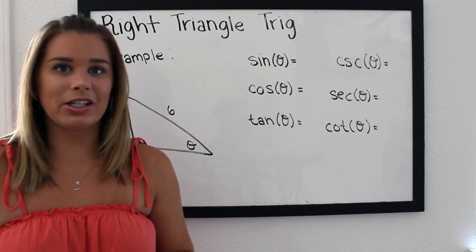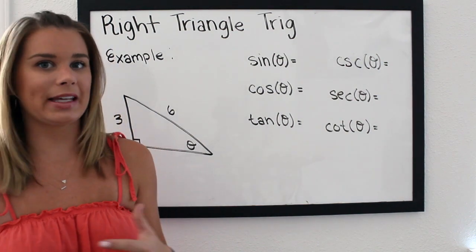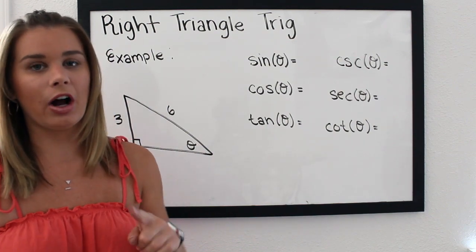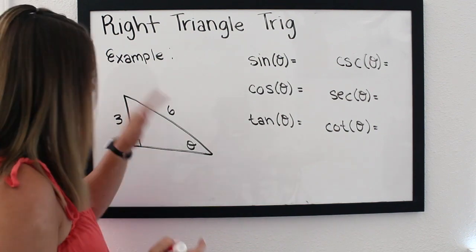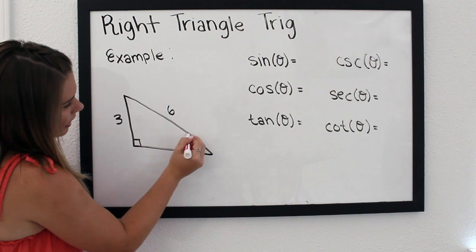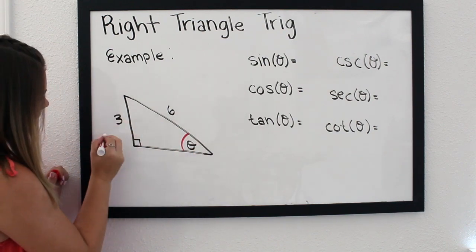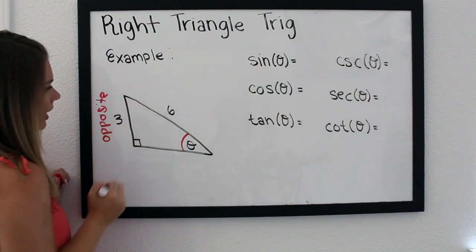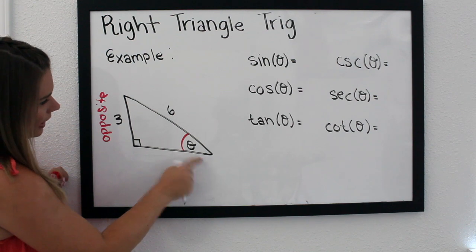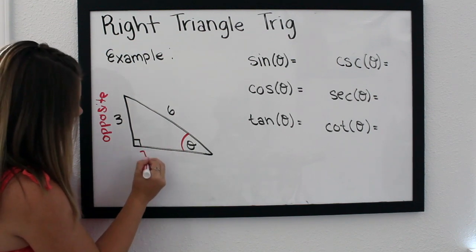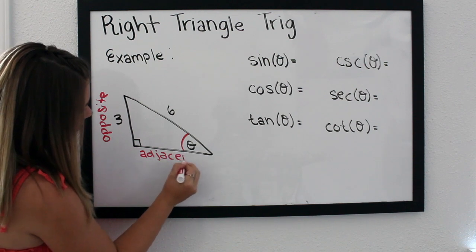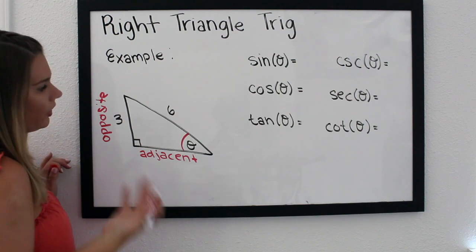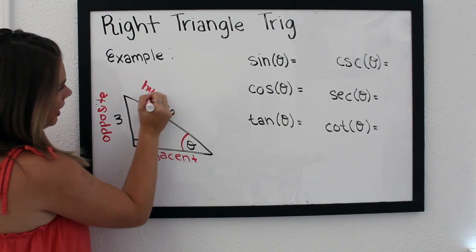Now, the first thing I do, especially if you're reviewing this, getting back into it, or just learning it for the first time, it's a good idea to label your opposite, adjacent, and hypotenuse on your triangle. So I'm looking at this angle theta. My opposite is this side length that gives me a length of 3. My adjacent is the other leg that touches my angle, so this is my adjacent. And finally, my hypotenuse is the one opposite of that 90-degree angle, also my longest side, so this guy is my hypotenuse.